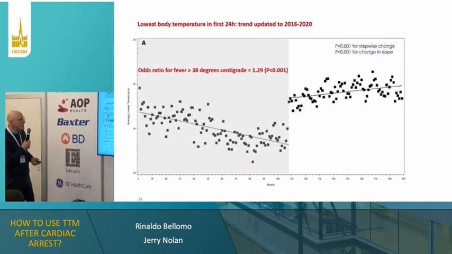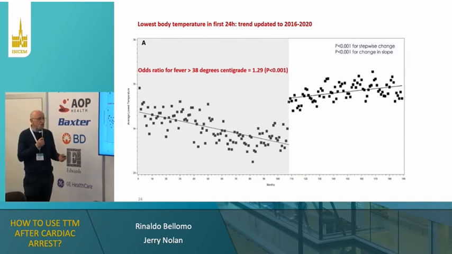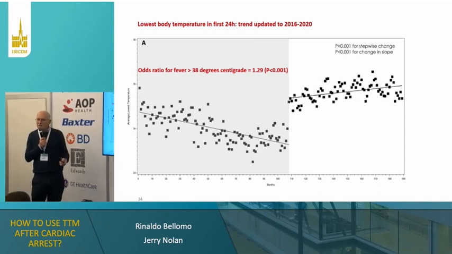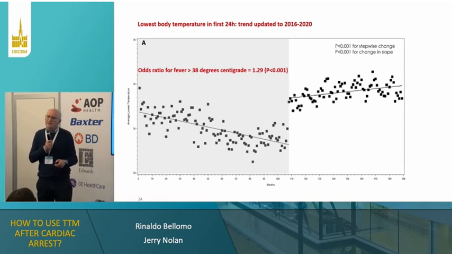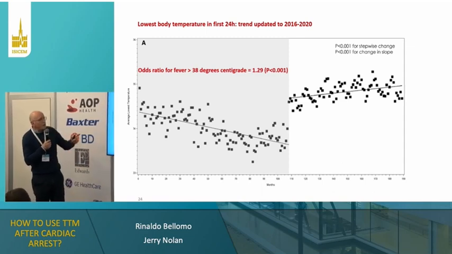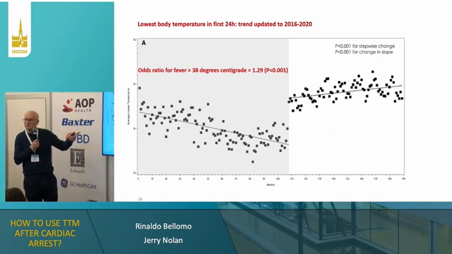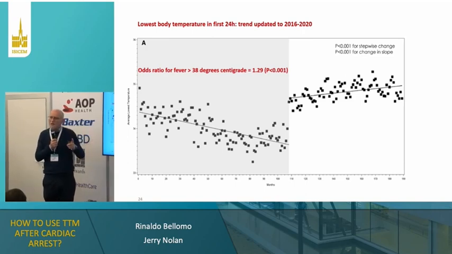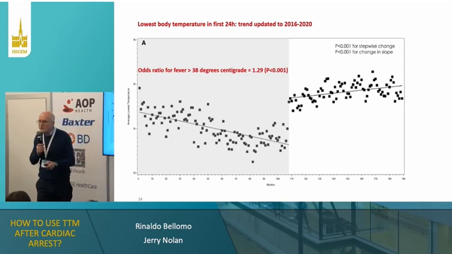And this is a further follow-up of these patients that we showed you before. Now we looked at what are the chances, after TTM1, that patients admitted to intensive care after a cardiac arrest in Australia and New Zealand would develop a fever in the first 24 hours. It's pretty spectacular. So TTM1 came, and the Australian intensive care community said, oh, great, we can do whatever we want now.